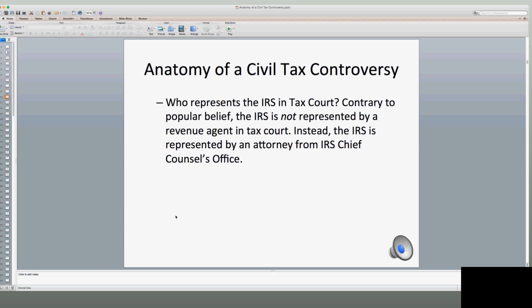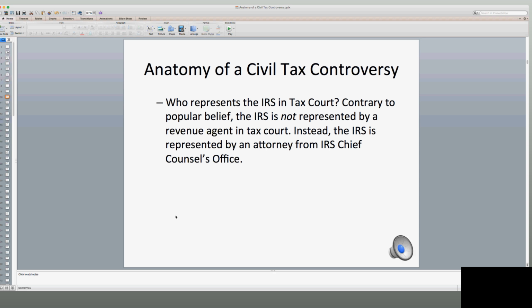Now, what I like to do is get into some practical areas with you, so that you have a general idea of what to expect if you're representing a client in tax court, or if you find yourself as a petitioner in tax court. Who represents the IRS in tax court?